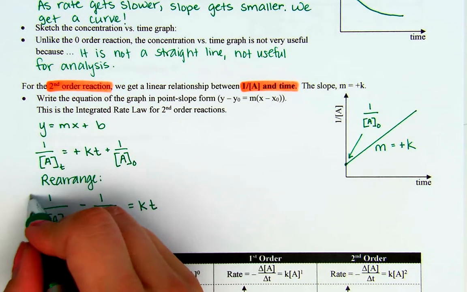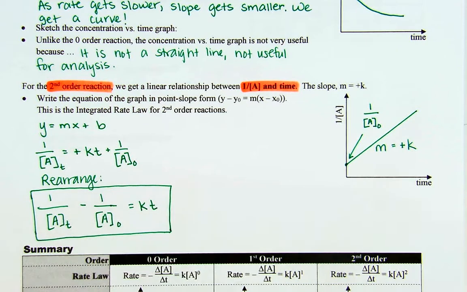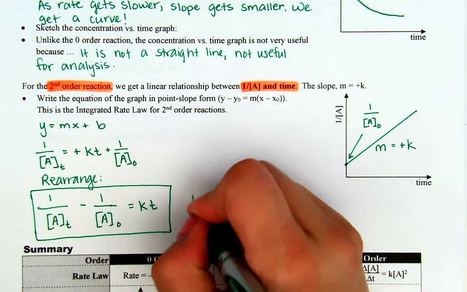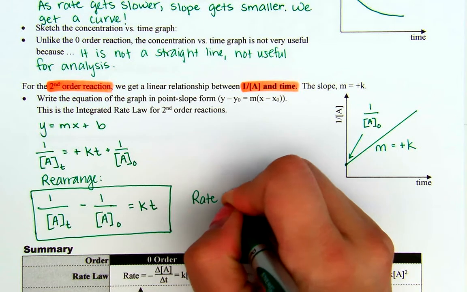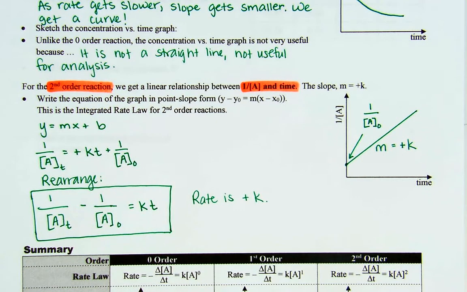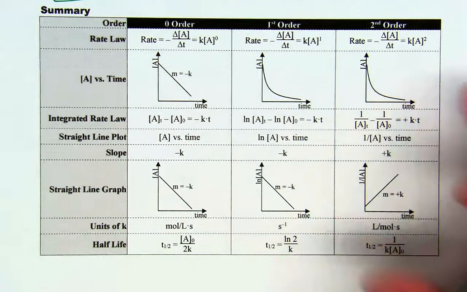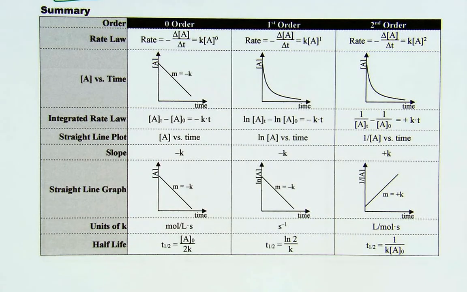So this equation is also given to you on your AP equation sheet, so there is no need to memorize this. So here, the rate is not negative k, so the rate is positive k. Okay, if you look on the bottom, there is a summary for you to look at where we have nicely summarized everything that we just went over in this section.